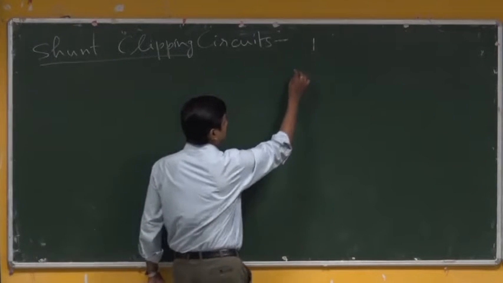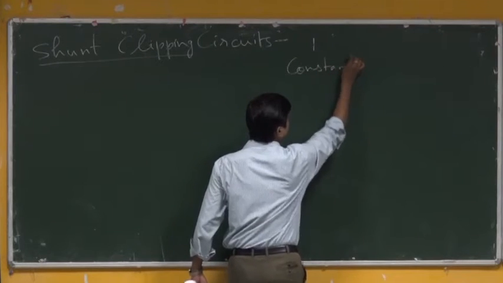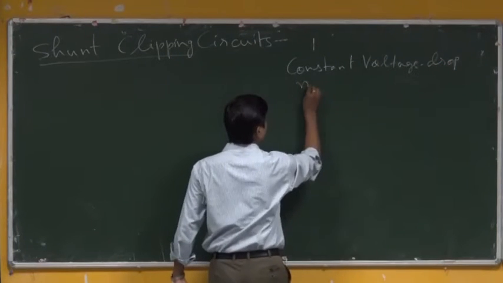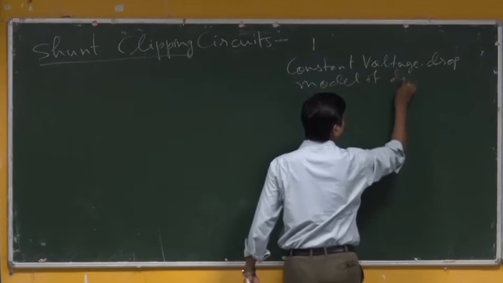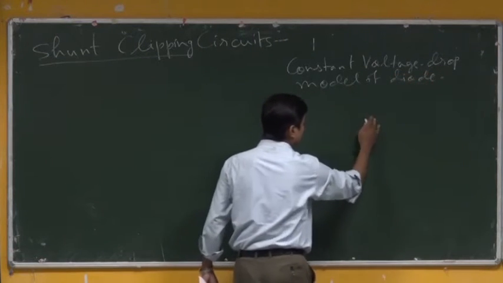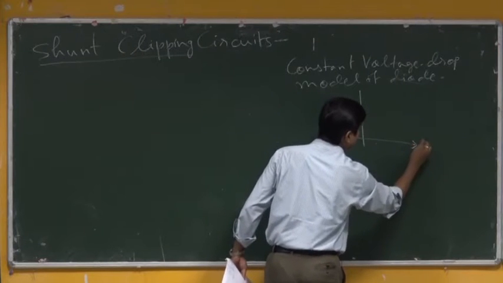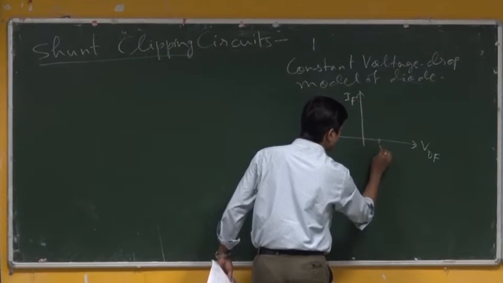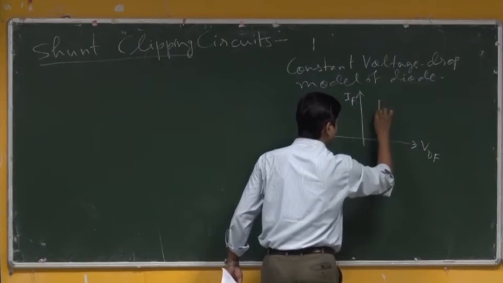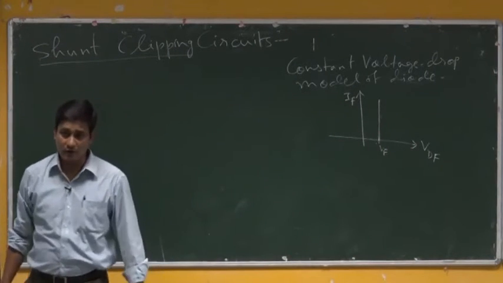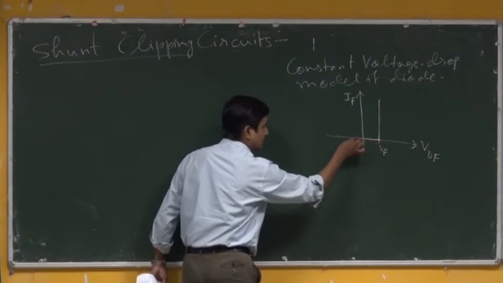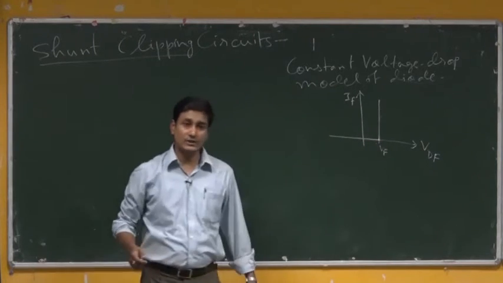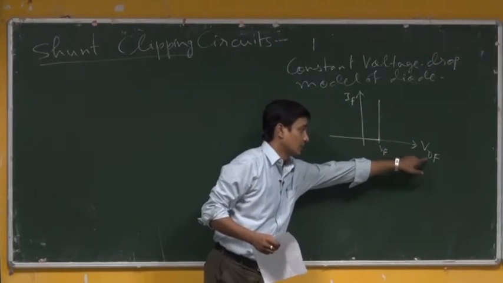So, previously the constant voltage drop model of diode we have already used, which was in this fashion we considered, where this is the Vf voltage for which the current was found immediately flowing through the diode, and less than Vf voltage, which is again forward biased voltage named as VDF.